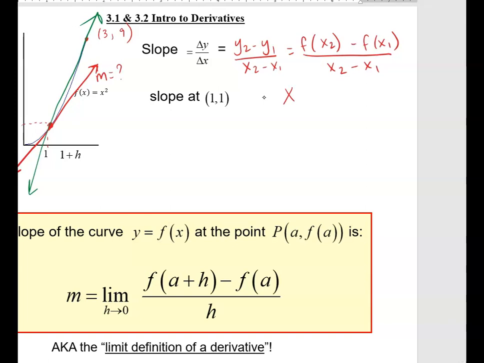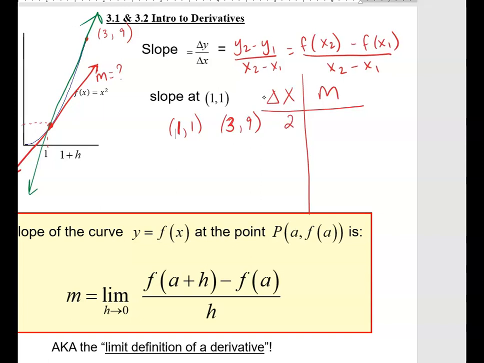I'm going to say x, and then delta x, that'll be the difference in the x values, and then my slope. So at the point 3, 9, and 1, 1. That's what I'm doing. I'm calculating the slope between these 2 points. Delta x, what I mean by that is the difference in the x value. So if I go from 1 to 3, the delta x would be 2.